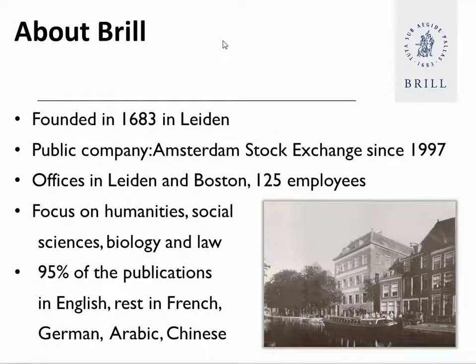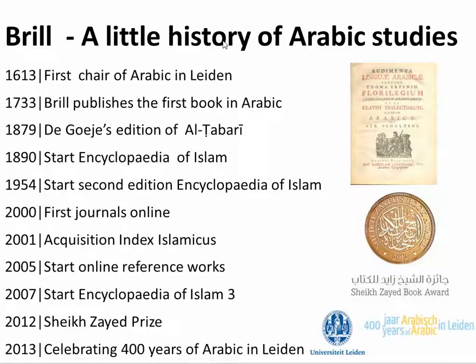Brill was founded in 1683 in Leiden, so we're celebrating 330 years of publishing already. We're one of the oldest publishing houses in the world. But we are a public company since 1987 at the Amsterdam Stock Exchange, with offices in Leiden and Boston, approximately 125 employees, with a strong focus on humanities, social sciences, biology, and law. Most of our publications are in English, the rest in French, German, Arabic, and Chinese.